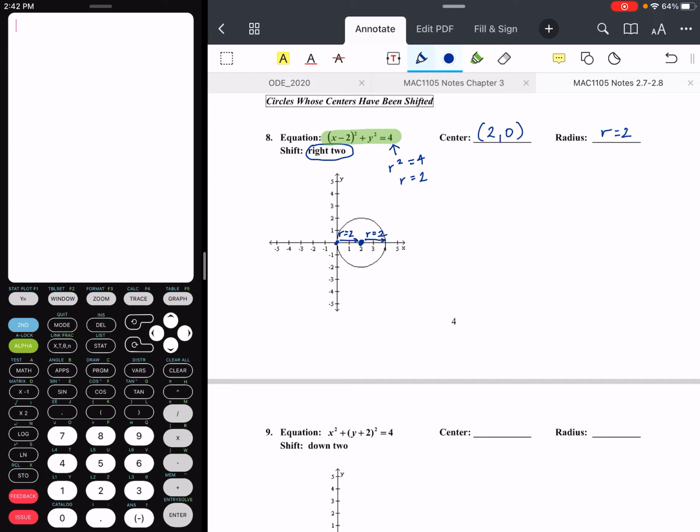And of course, I picked the positive radius because it's a distance, even though when I take the square root of both sides, technically it's plus or minus. I'm picking the positive square root of 4, which is positive 2, because the radius represents a distance.